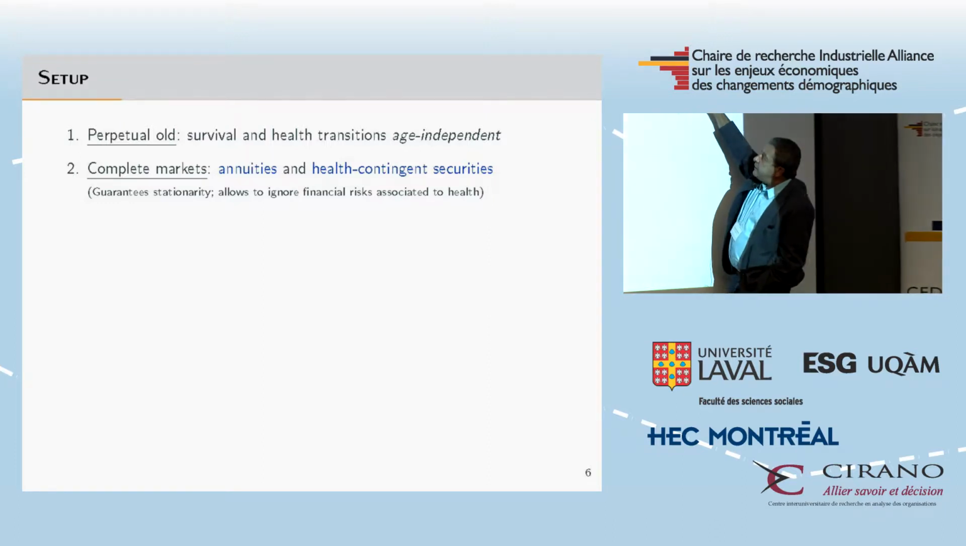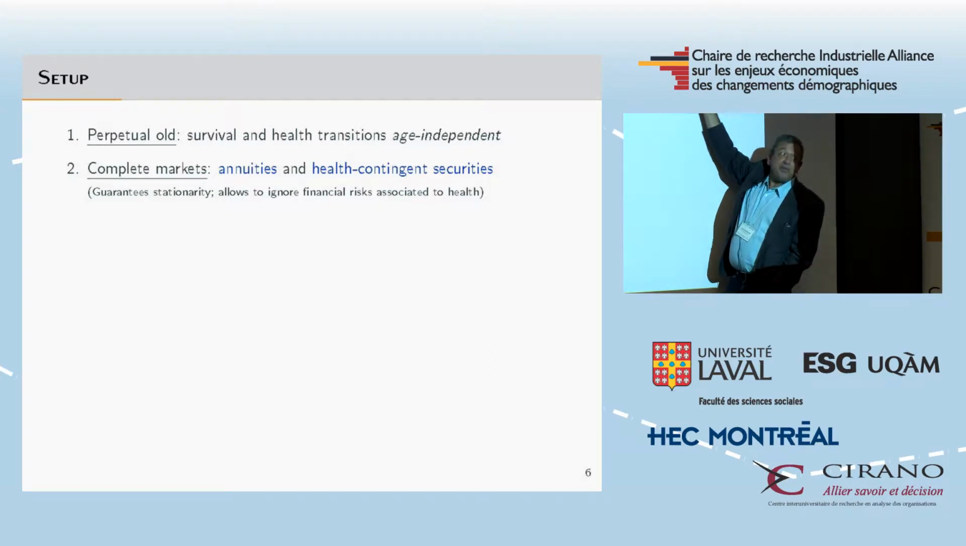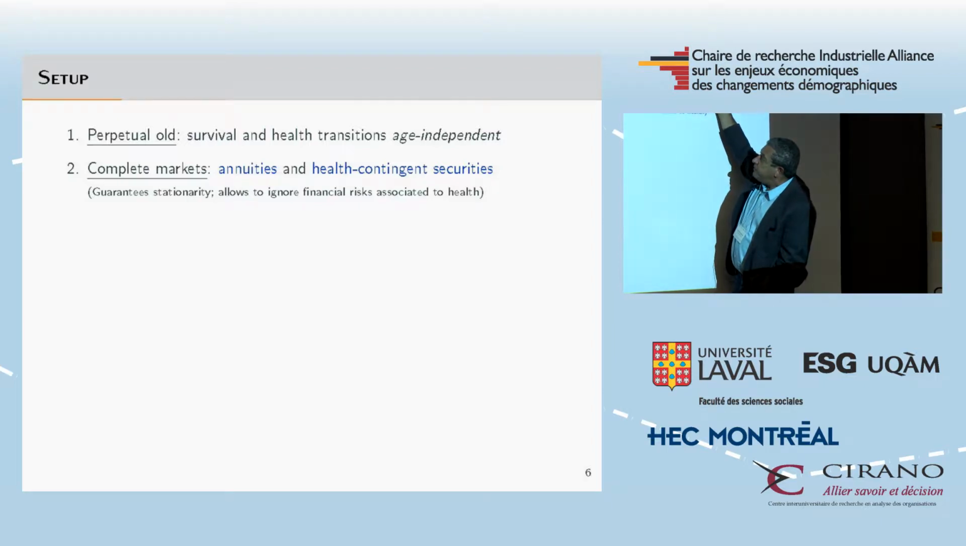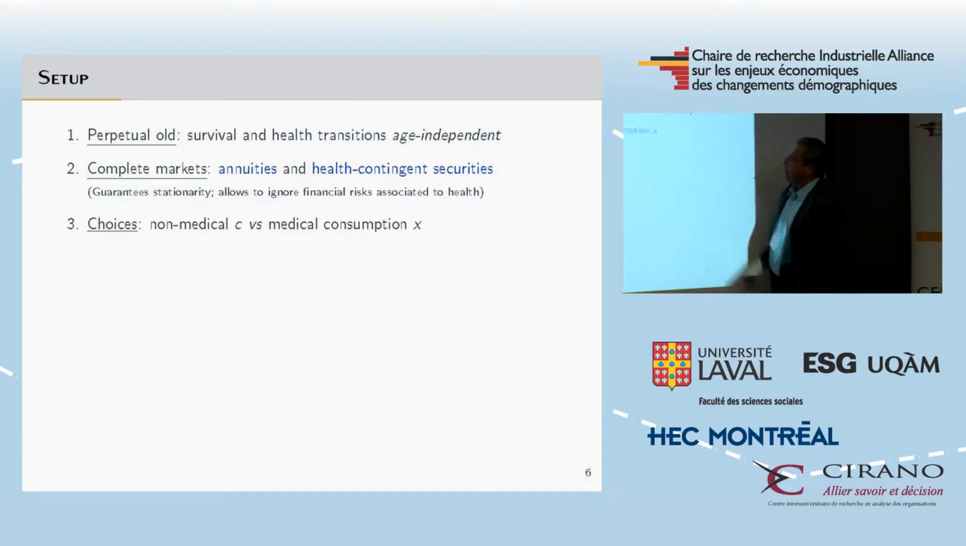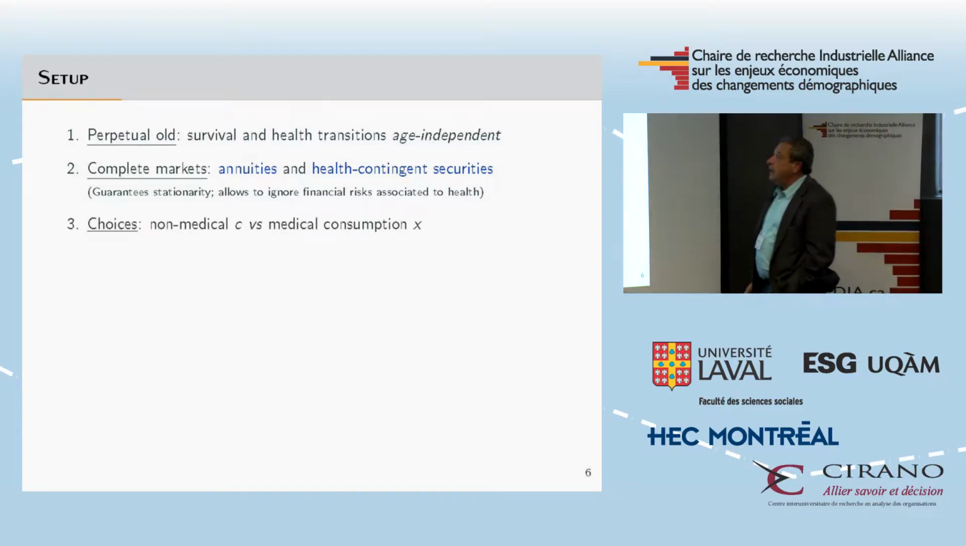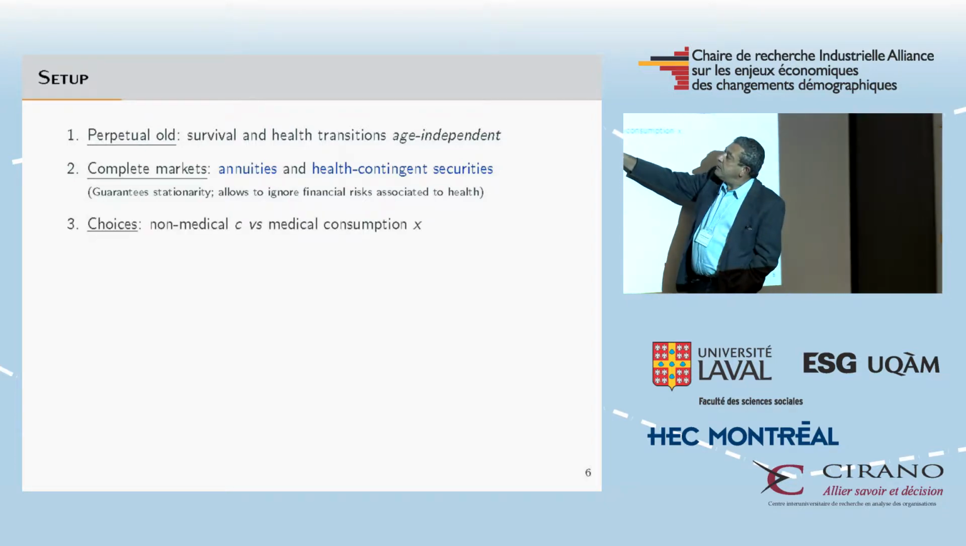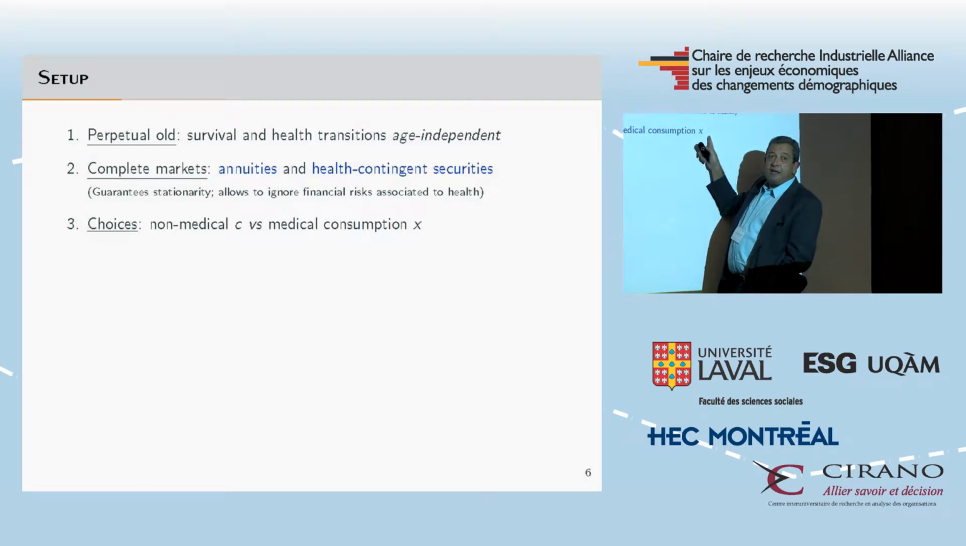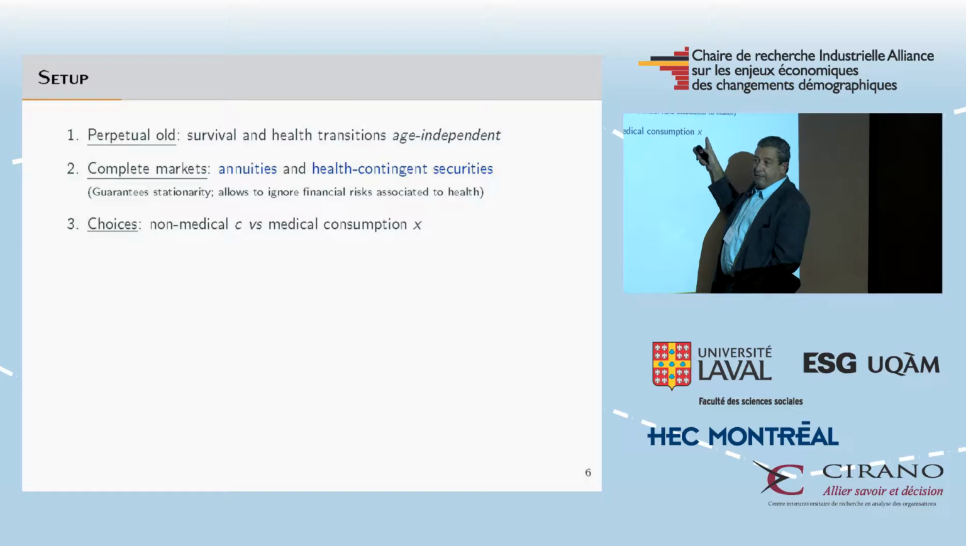So in this simple world, which will not be the world at the end of the paper, this is just so that you see how it works, there are complete markets for both being alive and your health level, and you're going to live forever. And you're going to choose how to allocate your resources between consumption, medical consumption, and savings.